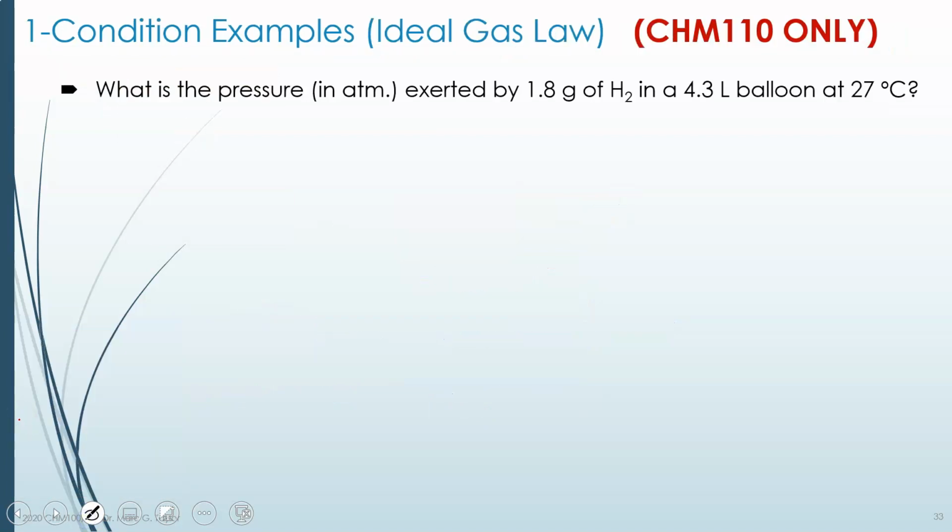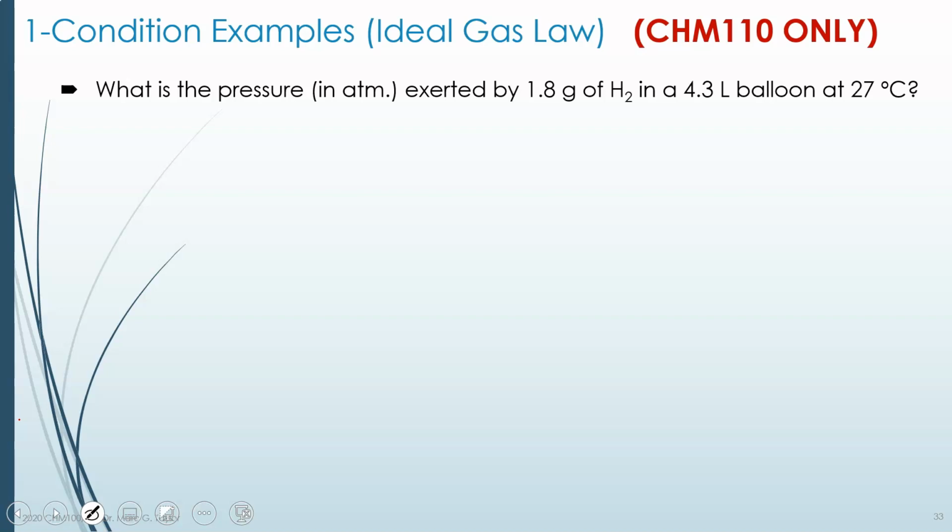Let's look at another question here. What is the pressure in atmospheres exerted by 1.8 grams of hydrogen gas in a 4.3 liter balloon at 27 degrees C. Okay, so first thing you need to notice is this is a one condition problem, a one state problem. Nothing's changing. So you're going to be using the ideal gas law to figure out the missing parameter. In this case, the missing parameter is pressure.